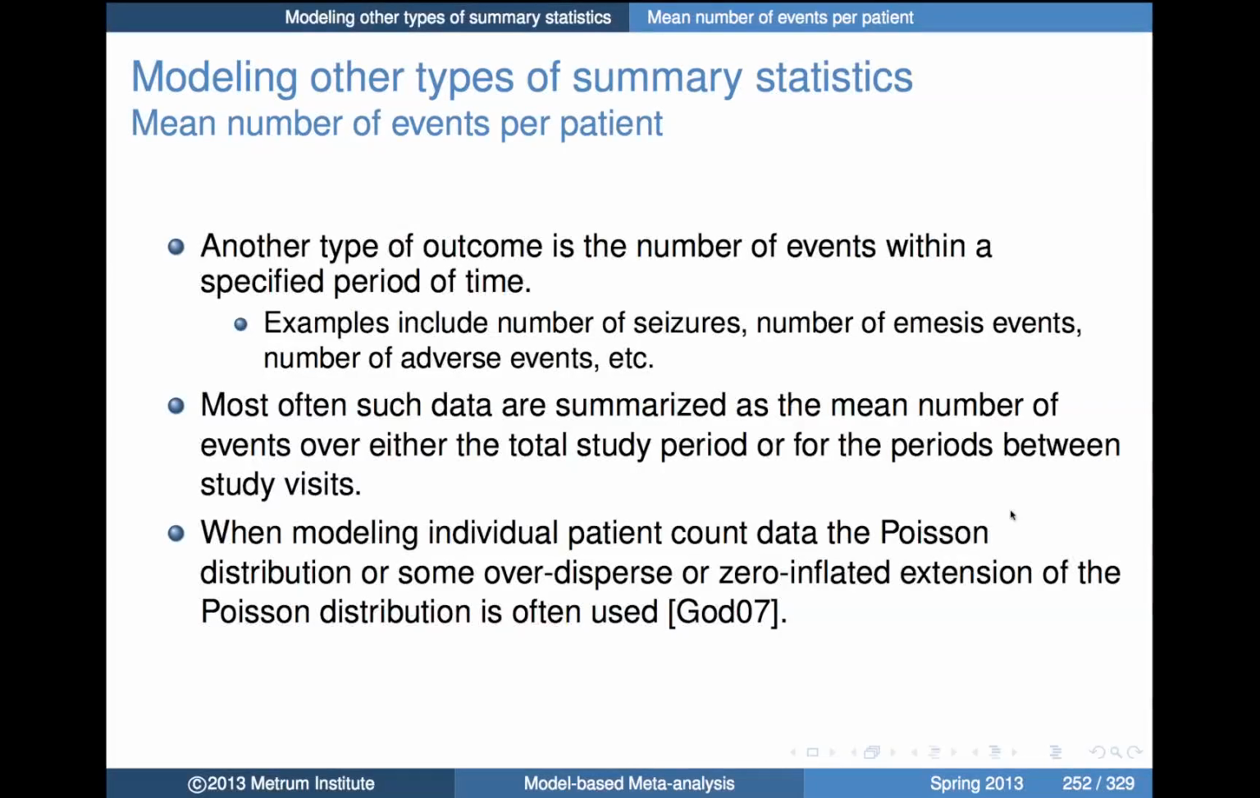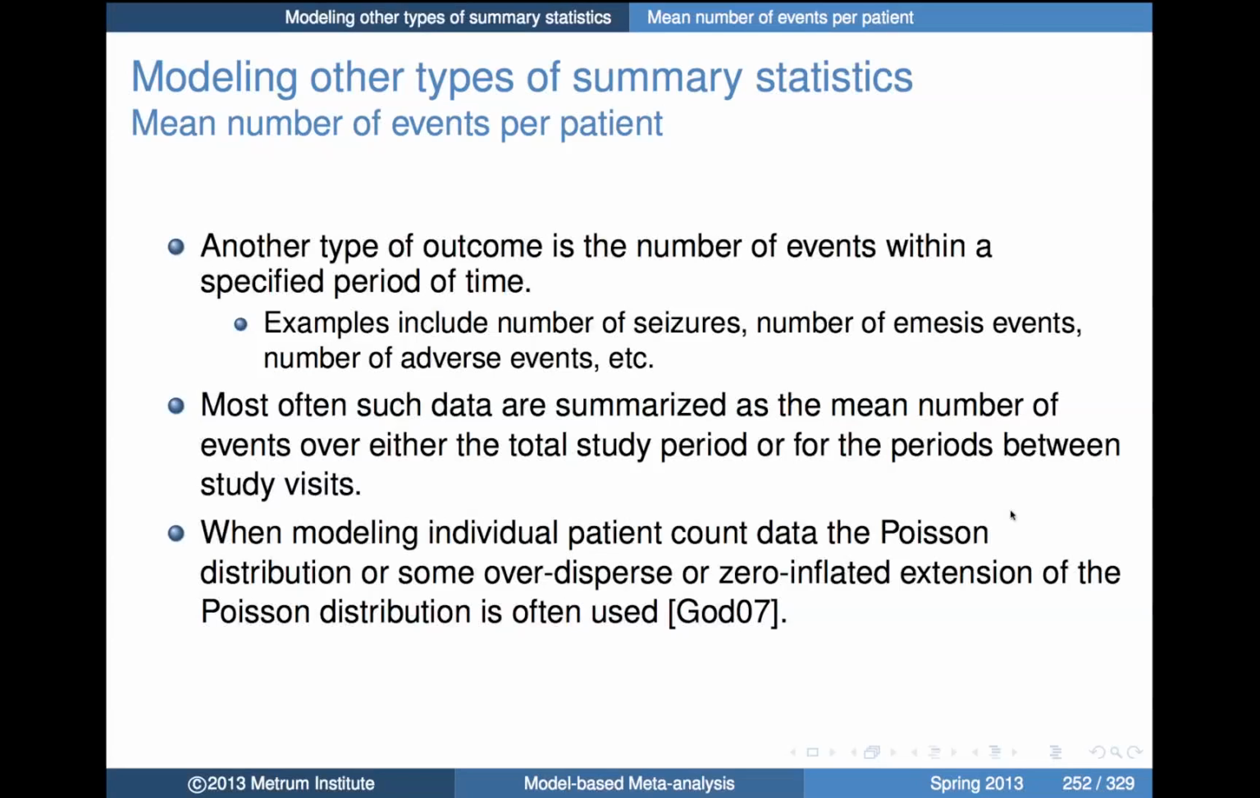I had mentioned before that you may have situations where the outcome measured in the original study was some count of events within some specified period of time. For example, that might be the number of seizures, where you're looking at some treatment for epilepsy, or the number of emesis events. This is commonly encountered where you might want to count up the number of adverse events within each patient. Most often that sort of data would be summarized as the mean number of events over the total study period, or maybe for some periods between study visits.